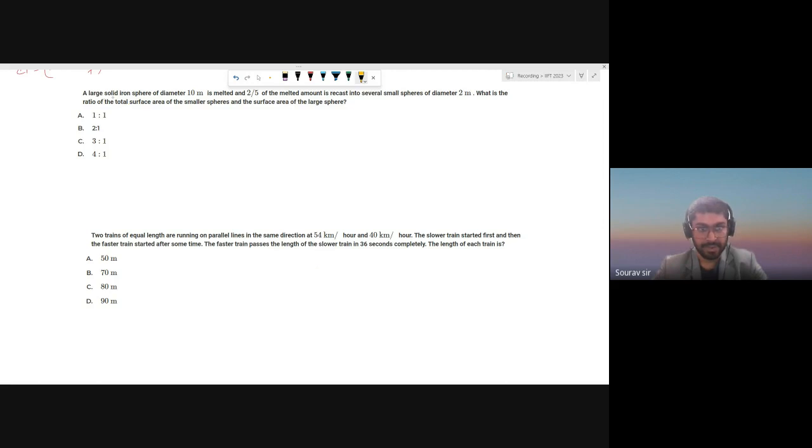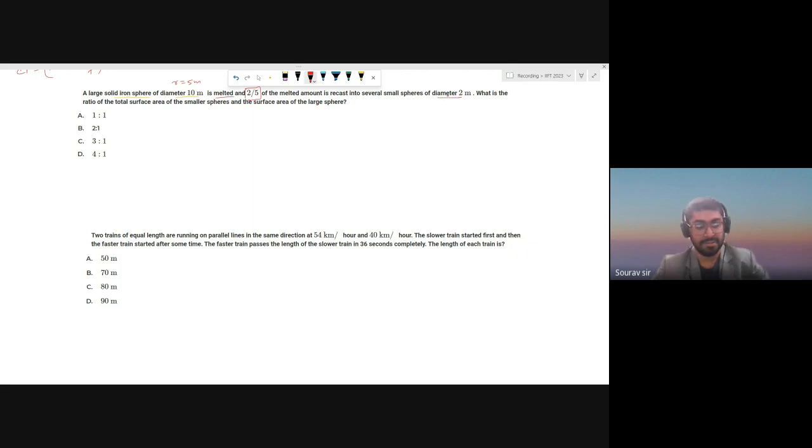So this sum is from mensuration. A large solid iron sphere of diameter 10 meter, that means radius 5 meter, is melted. So the entire volume is melted. Then 2/5 of the melted volume is used into several smaller spheres of diameter 2 meter.